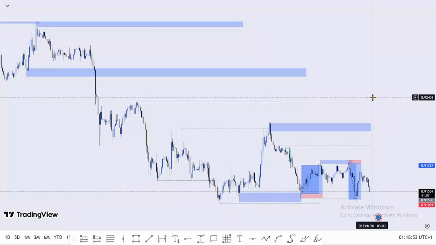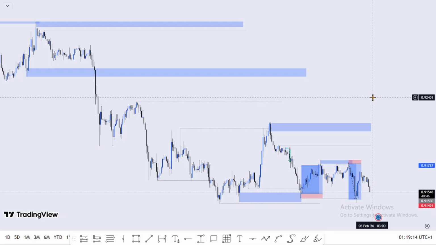You have probably heard traders say things like "price is hunting liquidity" or "smart money is going for stops." But when you open your chart, everything just looks random. No arrows, no labels, nothing obvious. That's not because liquidity is some mysterious concept. It's because most traders don't know what they are actually supposed to be looking for.